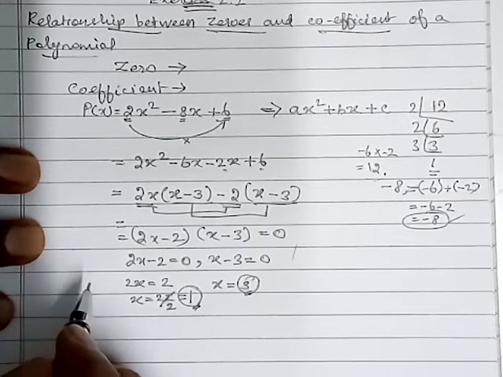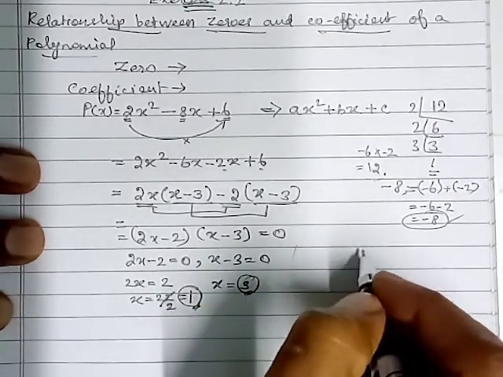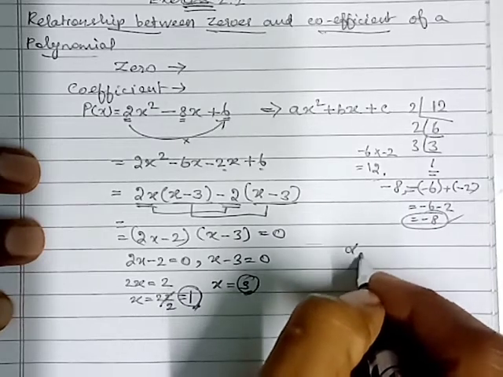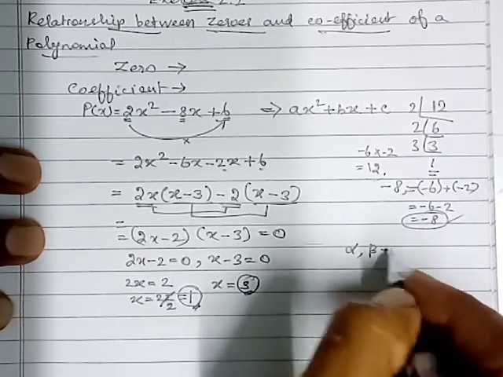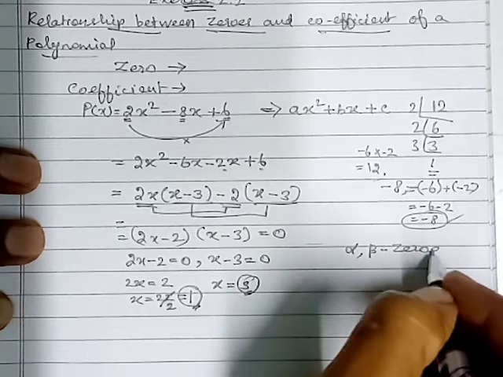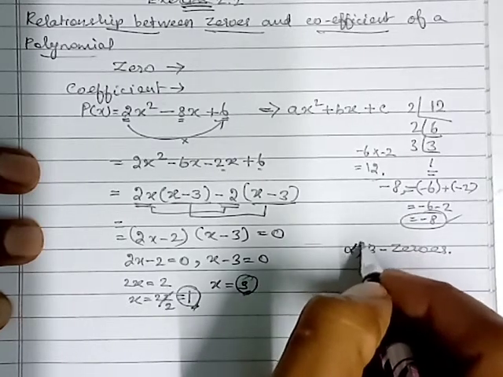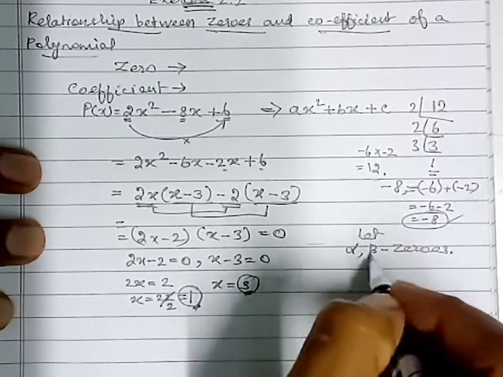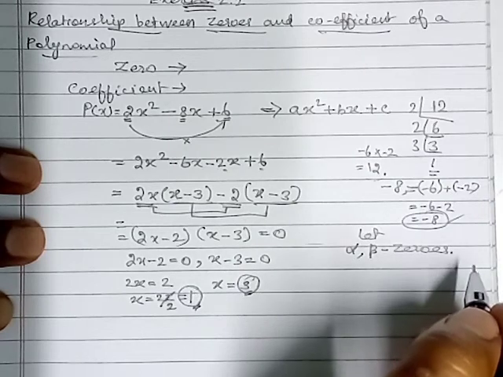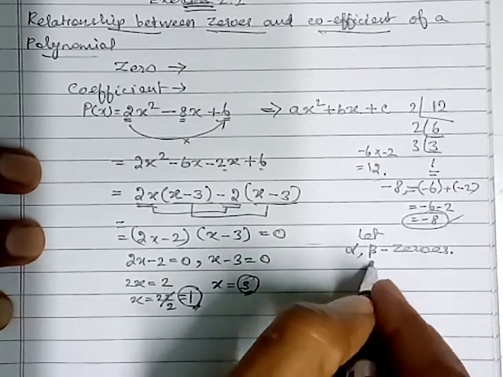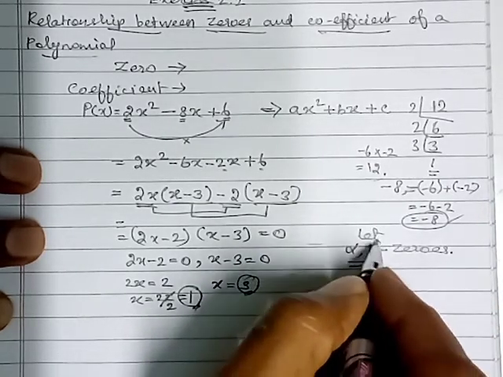Now here it is given that alpha and beta are zeros. We should let alpha and beta be the zeros of the polynomial. Why did we take alpha and beta? It is just a symbol.